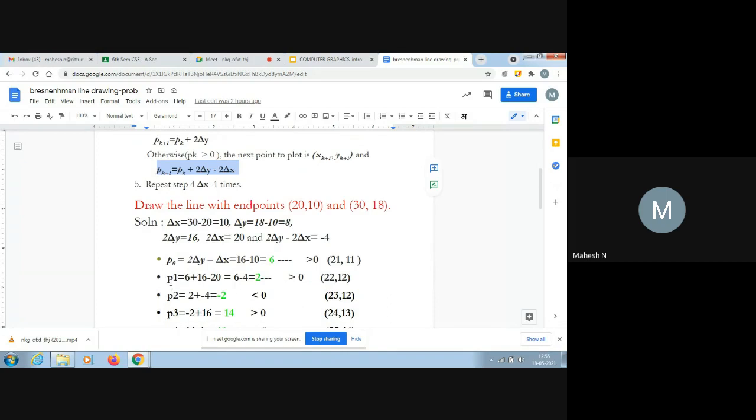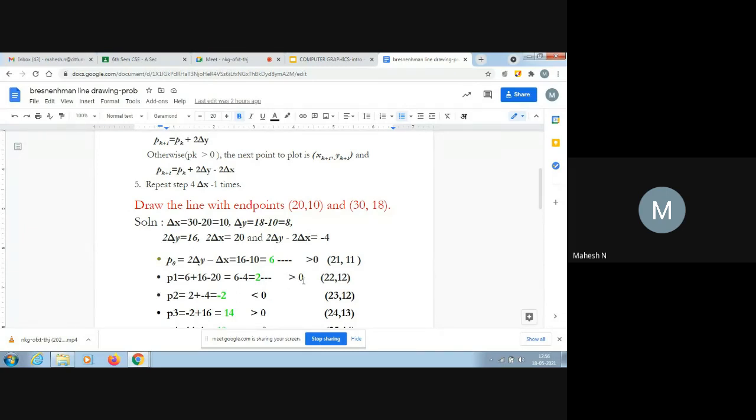Next, pk plus 1 is equal to pk. What is this pk? Old decision variable. What was that? It is 6 previous. 6 plus 2 dy minus 2 dx. What is 2 dy? 16, minus 2 dx, 20. 16 minus 20 is minus 4. So now it is 6 minus 4, it is 2. Again it is positive. My decision variable is again positive, so it is greater than 0.